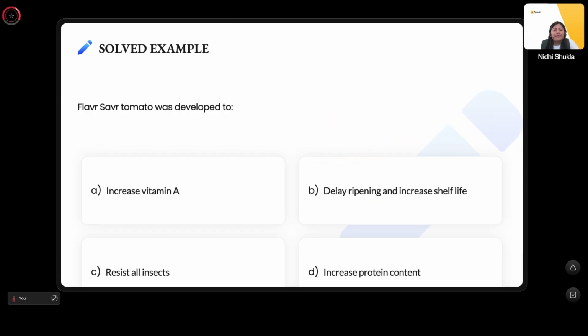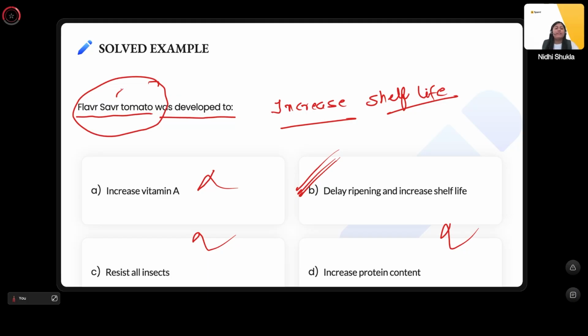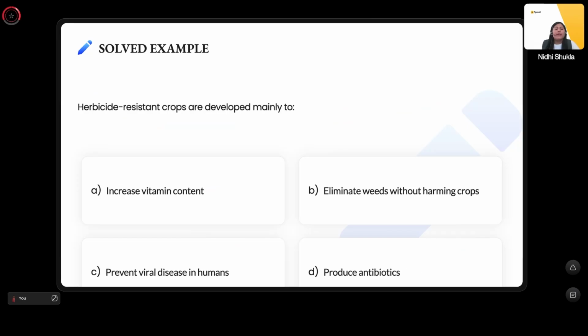Now, flavor saver tomato was developed to. This was a special kind of tomato, and it was actually developed to increase shelf life. There was one gene which was responsible for the ripening of fruit. That gene was inactivated using RNA interference, so that flavor saver tomato can have a very good shelf life. Vitamin A, no. Insects, no. Protein contents, no. The correct option is going to be option B, which is delay ripening and increase shelf life. Now let us look at the next question.